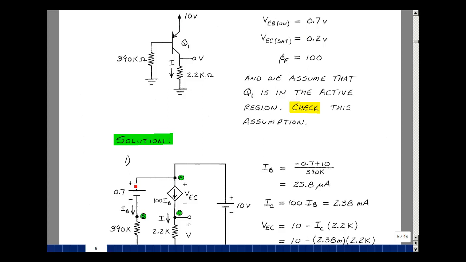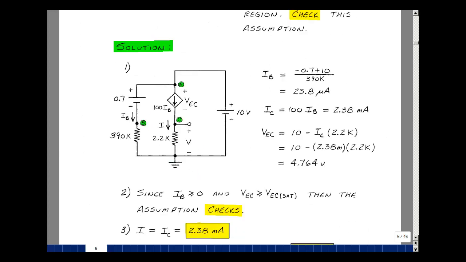And the current I sub B is the current coming out of the base. Then between the emitter and the collector, there's a current-controlled current source of beta F times I sub B. And the voltage across the emitter collector is just the difference of these two node voltages. Now I need to analyze the problem and show that I sub B is greater than or equal to 0, and that the emitter collector voltage is greater than or equal to V sub EC sat.